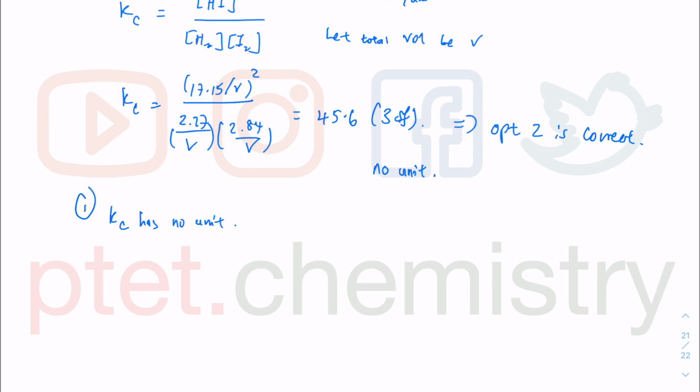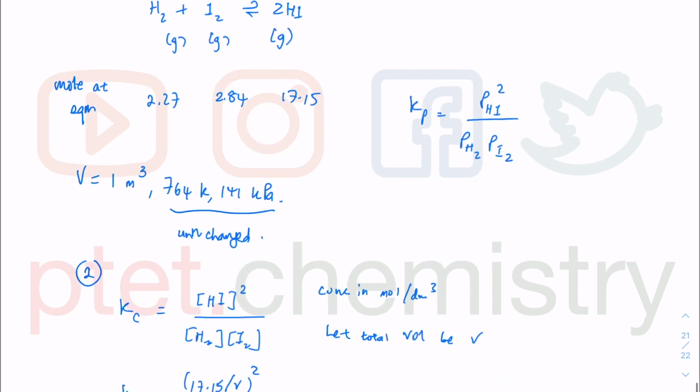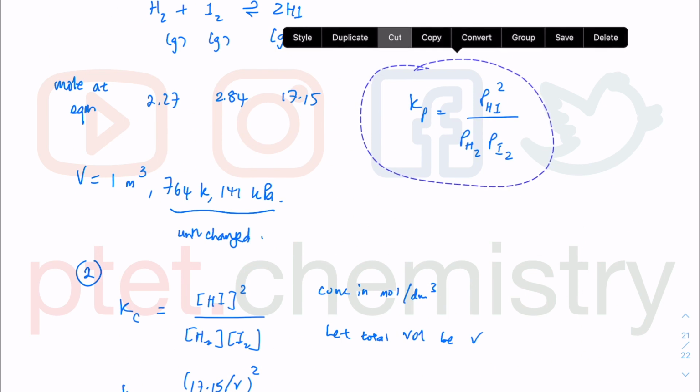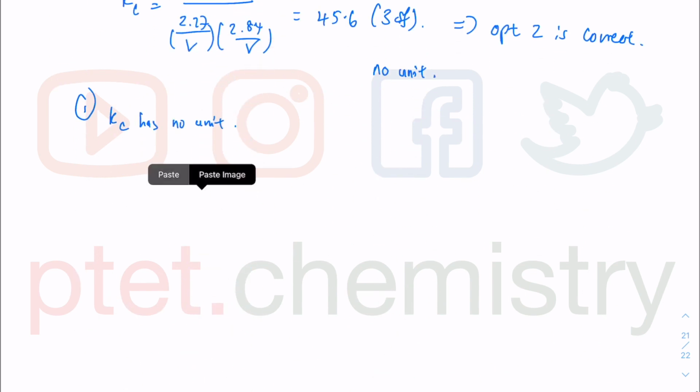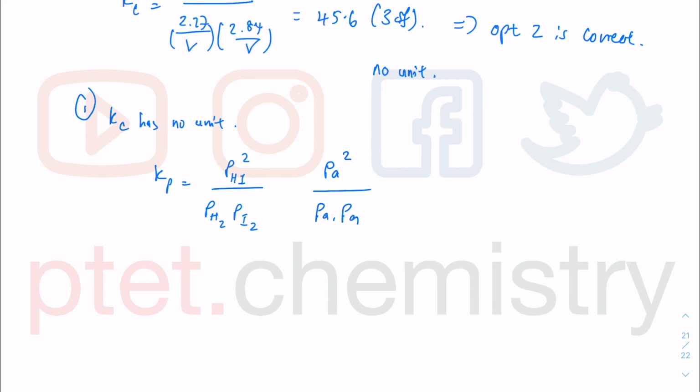You can try and have a look at the expression for Kp, but you should hopefully see that the unit actually gets cancelled out as well, because even though these are partial pressures, so let's say your unit is Pascal, or it could be Newton per meter squared, really up to you. These will be Pascal and Pascal, and that will give you no unit also. So pretty sure that option 1 is also correct, so nice and easy there.